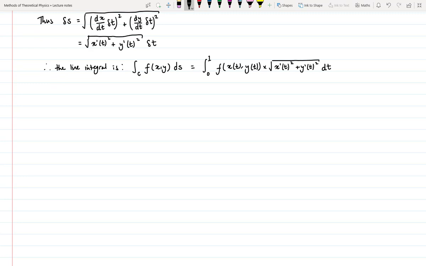Let's now consider something a bit more interesting. Let's now consider something that we're going to spend a lot of the rest of this course talking about, which is complex integration. Now we turn to integrals of complex functions.